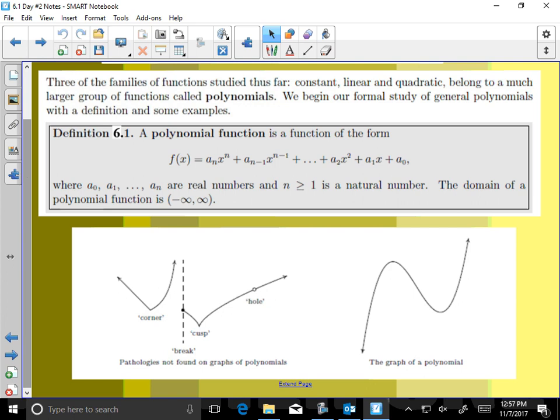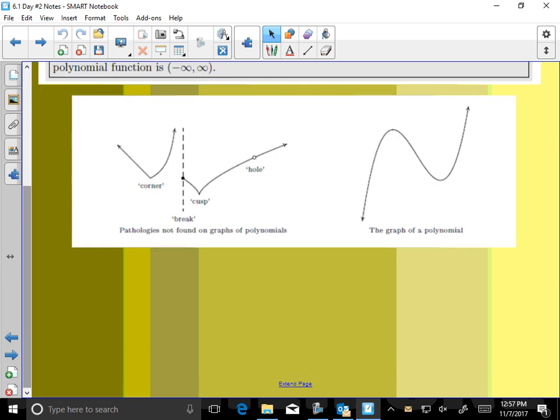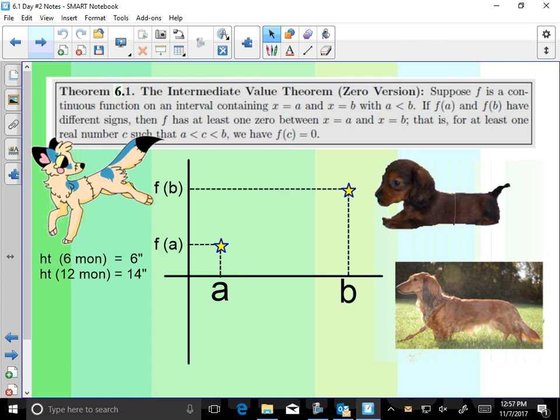There actually is a caveat to that. A polynomial will never have a cusp or a corner, so the absolute value function will never be a polynomial. Okay? And a polynomial is smooth everywhere. There are no gaps. There are no asymptotes. Okay, so far so good? All right, let's talk about the intermediate value theorem.